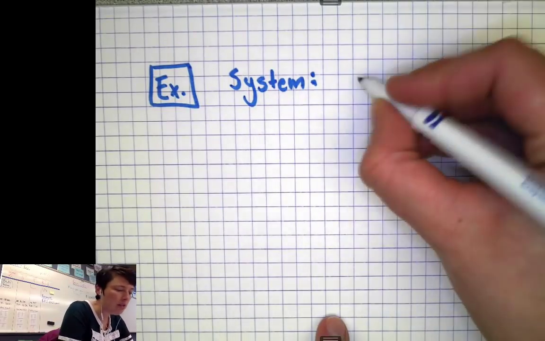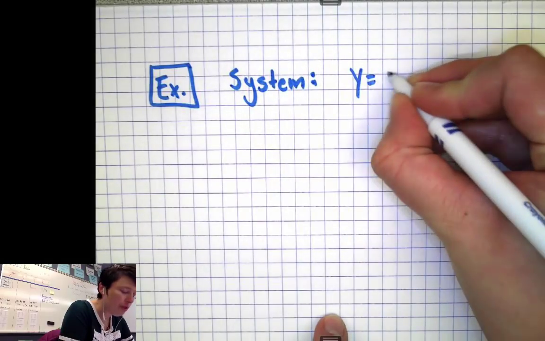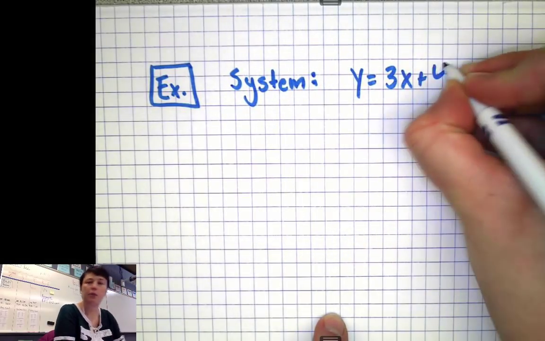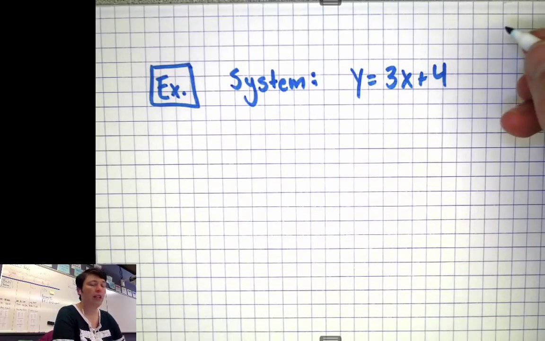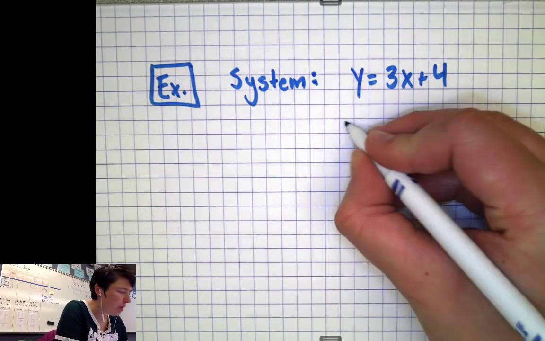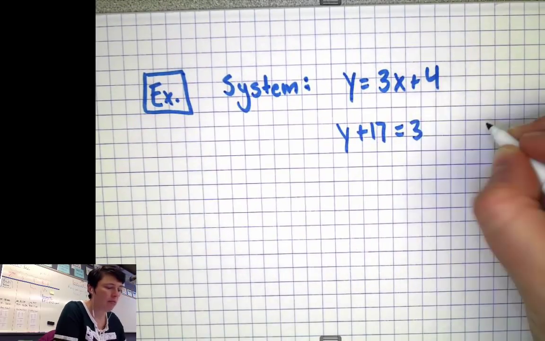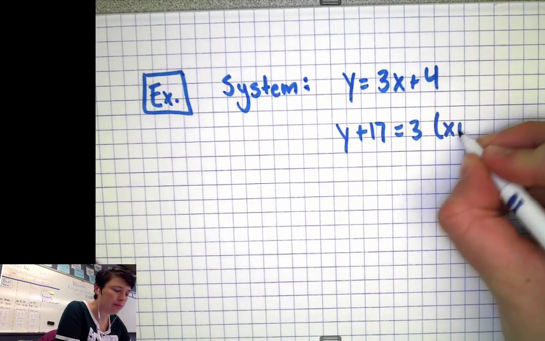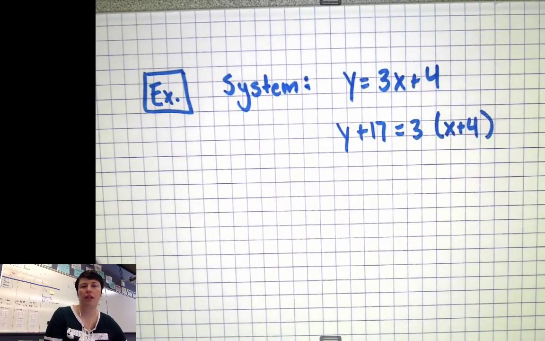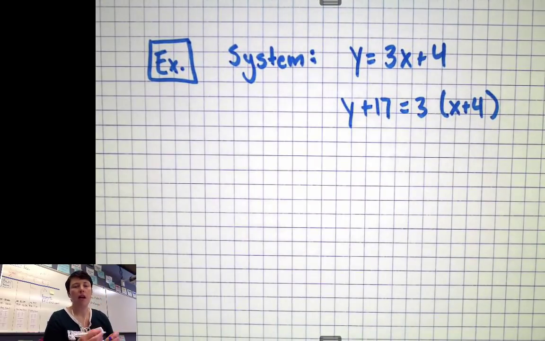One of our lines is going to be y equals 3x plus 4. That's one of them. And then our other line is in point slope form. It is y plus 17 equals 3 parentheses x plus 4. And what I want to do is analyze this system. I'm curious where these lines intersect. Where do they cross? We're going to figure that out. That's going to be our game plan.